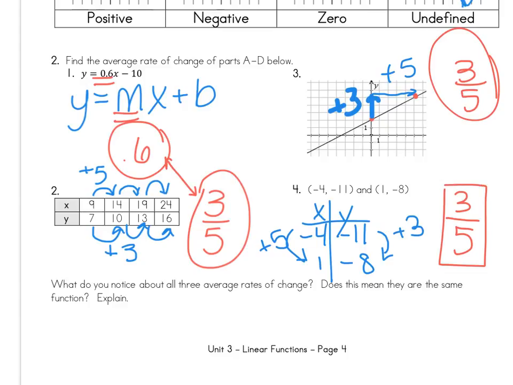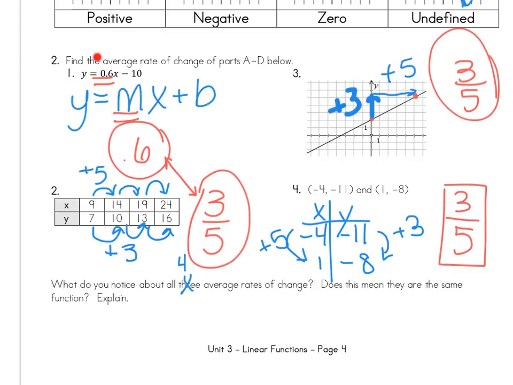once again. In this leading question down below, it says, what do you notice about all of these different types of average rate, or all 4 average rates of change? That should say 4, because there's 4 problems. And it says, does this mean they are the same function? Well, can 2 lines have the same slope but have different y-intercepts? Well, let's see. The answer is yeah.